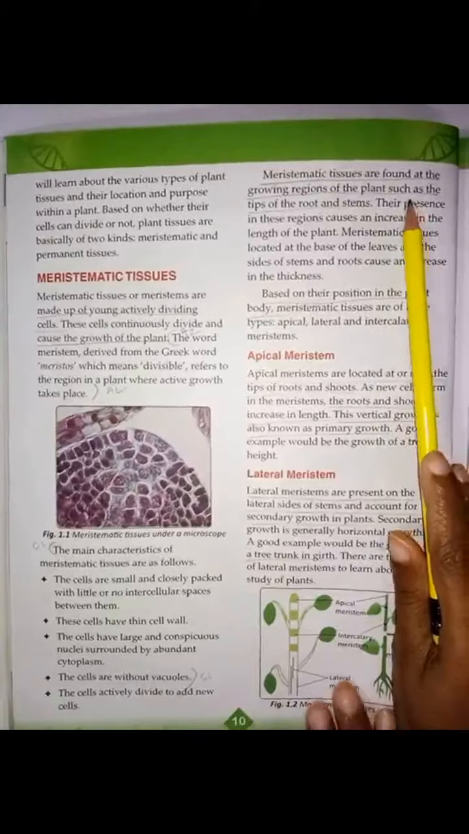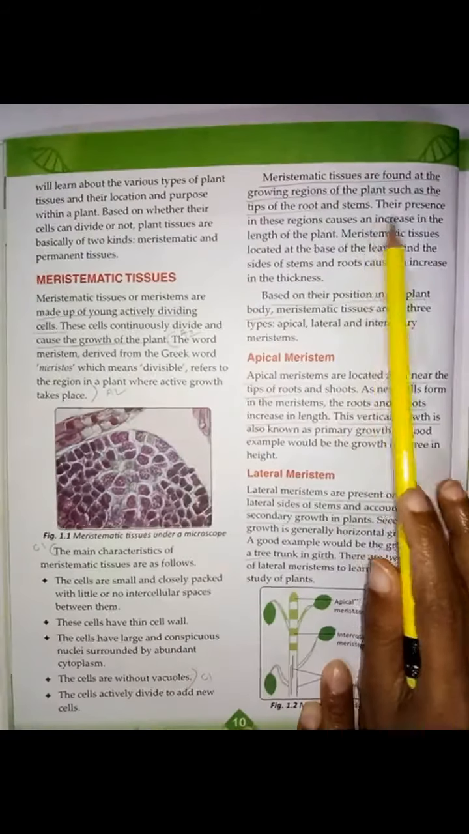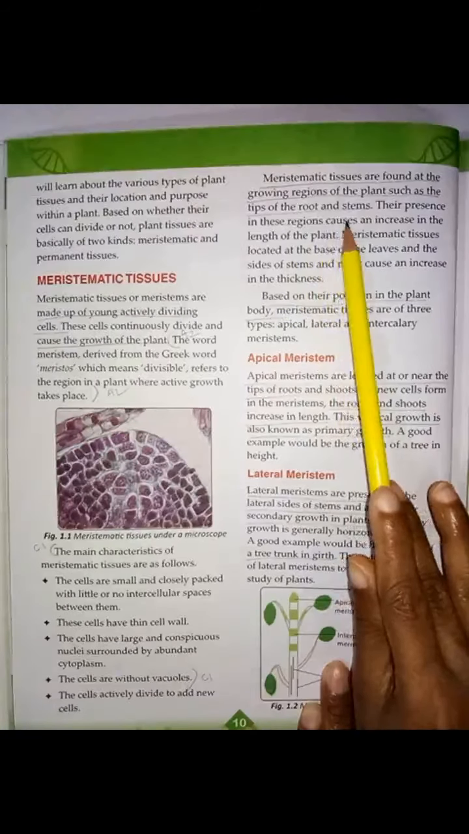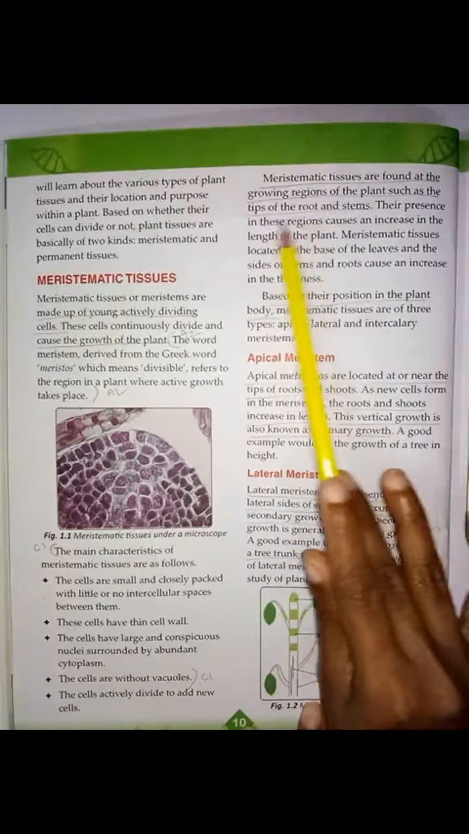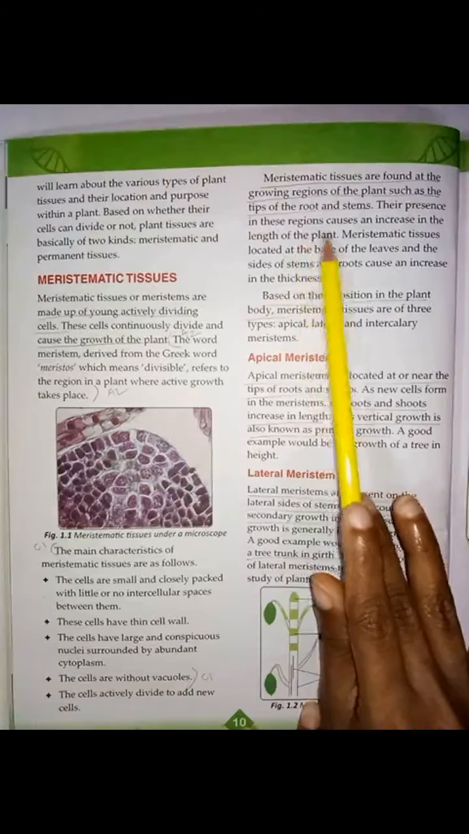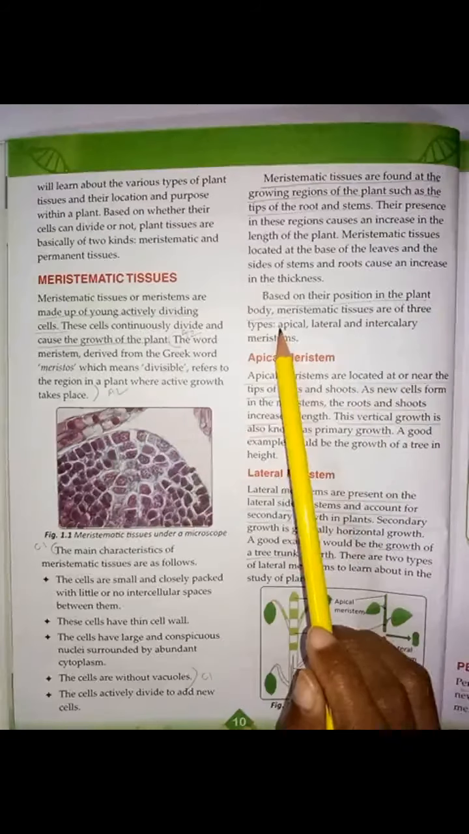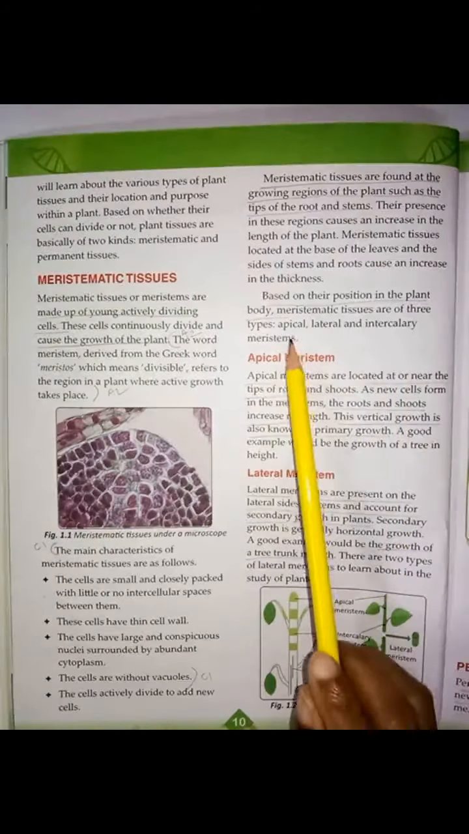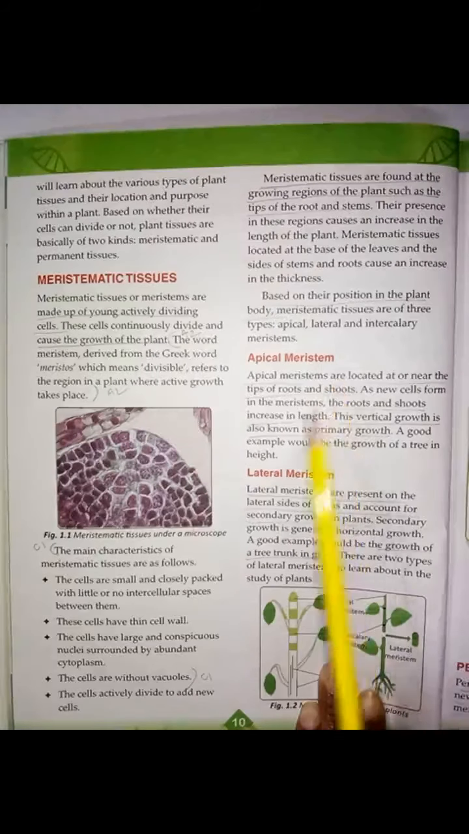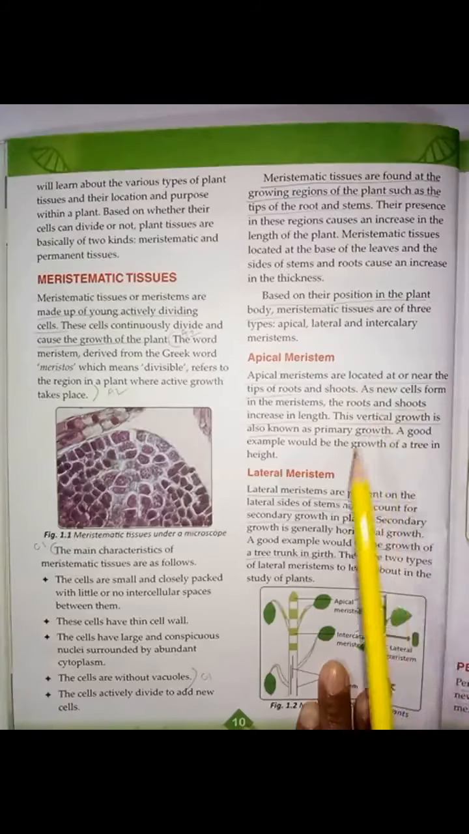Meristematic tissues, now let us see where are they found. They are found, children, on the growing regions of the plant. And what are the growing regions? The tip of the roots and the stems. So these are the places, the tips of the roots and the stems, where you will find meristematic tissues. Now based on their position in the plant body, meristematic tissues are again divided into three categories: apical meristematic tissue, lateral meristematic tissue and intercalary meristematic tissue.